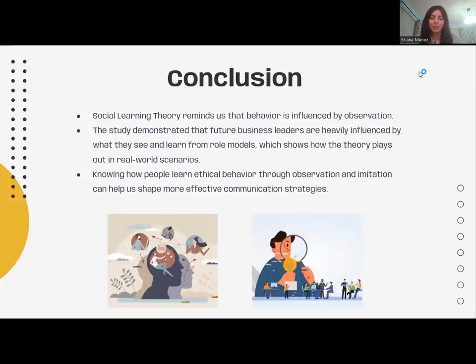So in conclusion, the social learning theory reminds us that behavior is influenced by observation. The study demonstrated that future business leaders are heavily influenced by what they see and learn from role models, which shows how the theory plays out in real-world scenarios. And knowing how people learn ethical behavior through observation and imitation can help us shape more effective communication strategies.